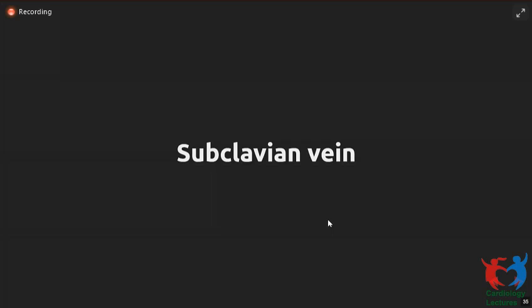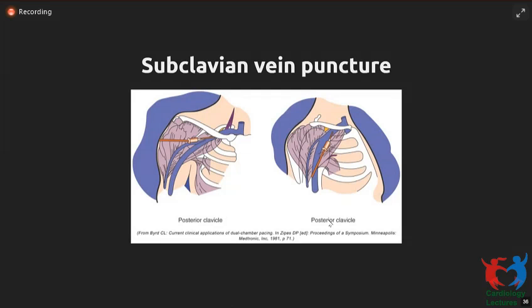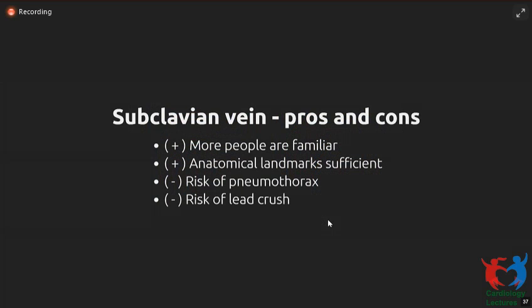So subclavian vein puncture is a technique most of you are familiar with. You can do it without fluoroscopy, and you go with a very shallow angle beneath the clavicle and puncture the vein. So overall, people are more familiar with this access method, and anatomic landmarks are sufficient. You don't even need fluoroscopy, but there is definitely the highest risk of pneumothorax compared to the other methods of obtaining venous access, and there is a definite risk of lead crush.